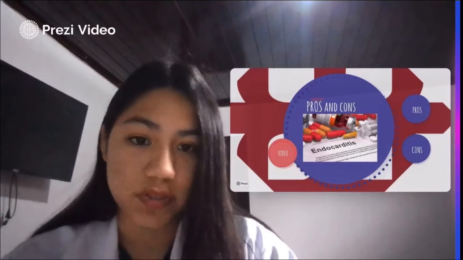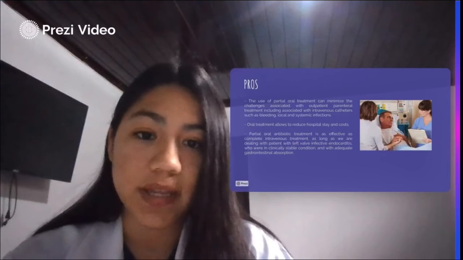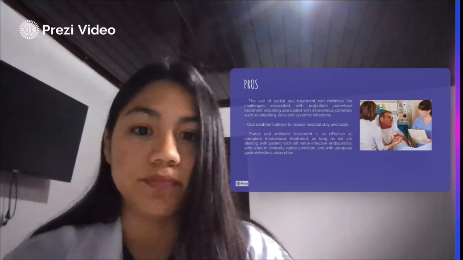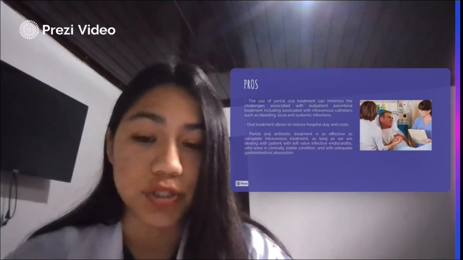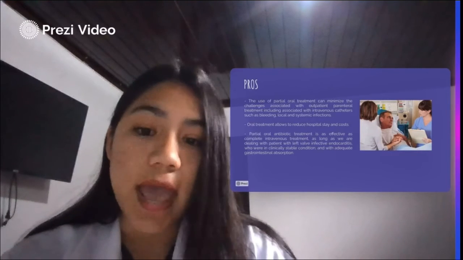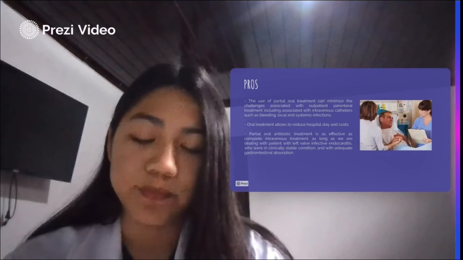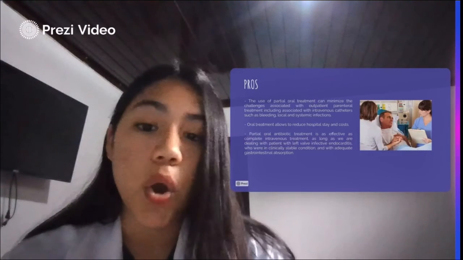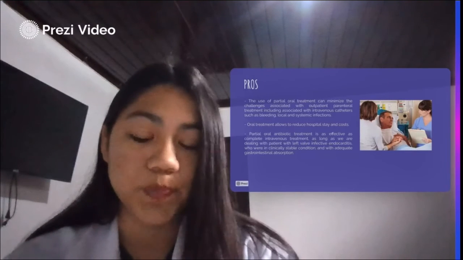Now let's talk about pros and cons. About pros, the use of partial oral treatment can minimize the challenges associated with outpatient parenteral treatment, including with intravenous catheters such as bleeding, local and systemic infections. Oral treatment allows us to reduce hospital stays and costs. And partial oral antibiotic treatment is as effective as complete intravenous treatment, as long as we are dealing with patients with left valve infective endocarditis who were in clinically stable condition and with adequate gastrointestinal absorption.